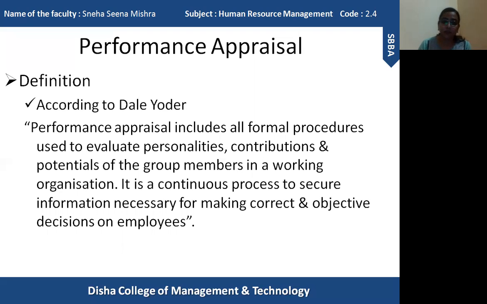That is also evaluated. Now here he has mentioned that it is used to evaluate potentials of group members in a working organization. Means individual performance appraisal is necessary, but performance appraisal as a group as well. Means to what extent a person is working as a group member, how well he is working as a group member, because an organization is a huge group. So each and every employee has to work as a part of a group, and his or her performance needs to be evaluated as a group member also. So that is a new point added by Dale Yoder.